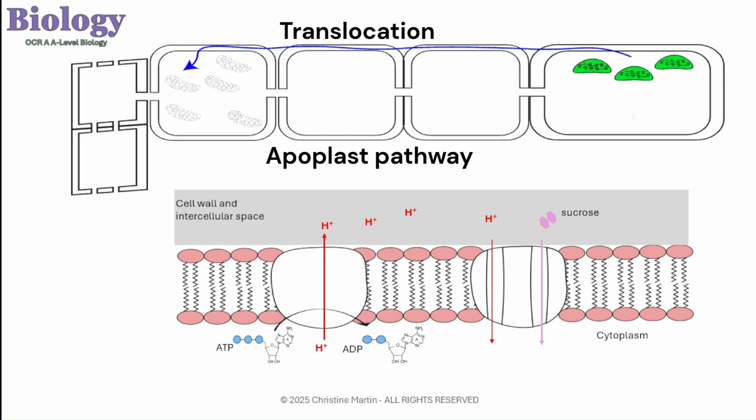To understand how that is transported back into the companion cell, we need to understand the active transport of hydrogen ions. So at the companion cell, hydrogen ions are actively pumped out of the companion cell into the cell wall using ATP. This establishes a steep hydrogen ion concentration gradient. As the hydrogen ions diffuse back into the companion cell down their gradient, they pass through another co-transporter protein which simultaneously transports sucrose into the companion cell. So that is the apoplast pathway.